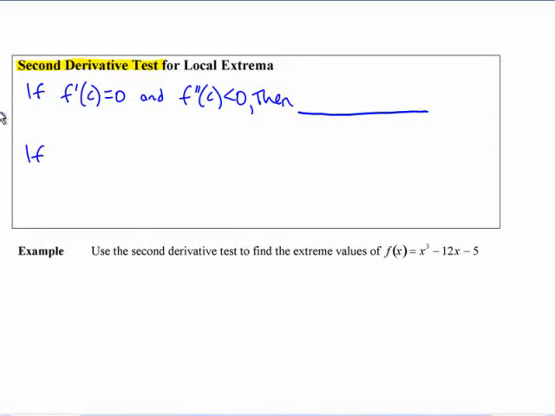So if you're writing it out this way, if you find that the first derivative is 0 and the second derivative is less than 0, it means it has to be like this, right? Somehow. So you can say it's a maximum value.